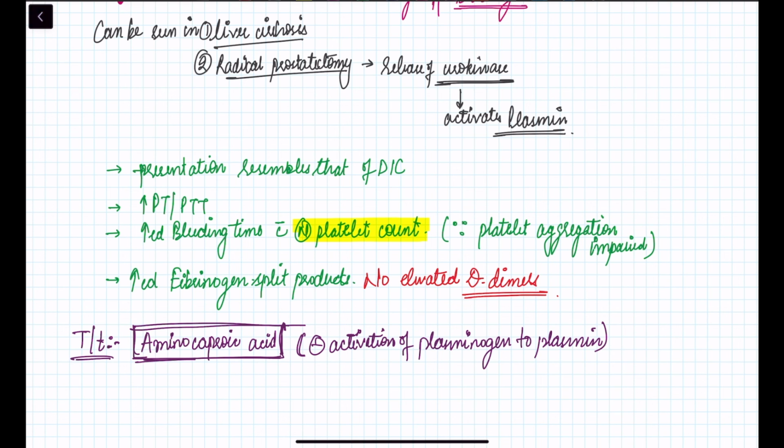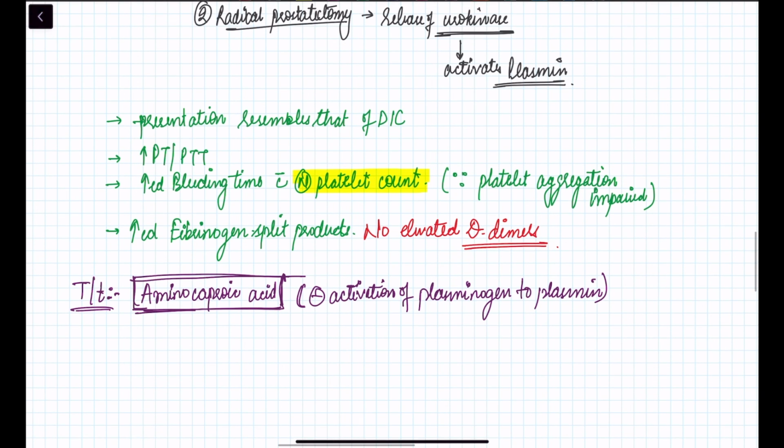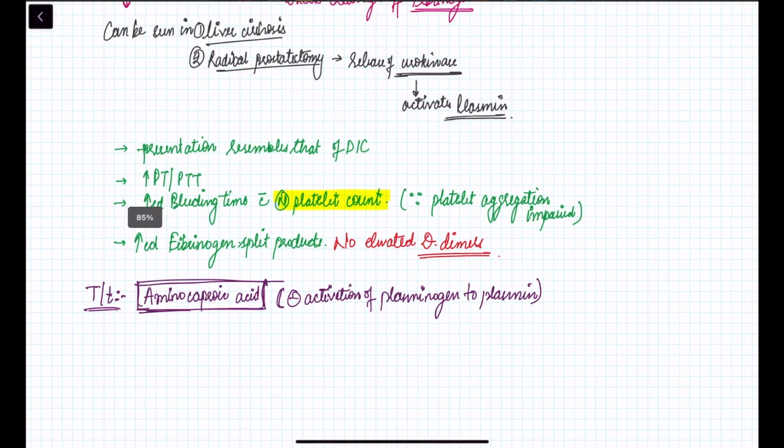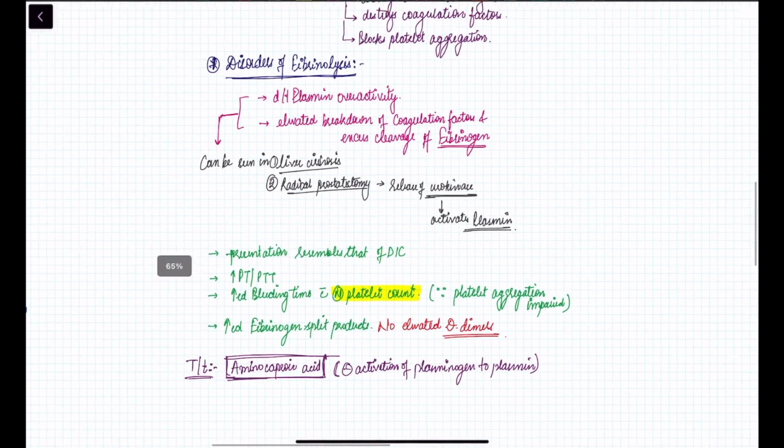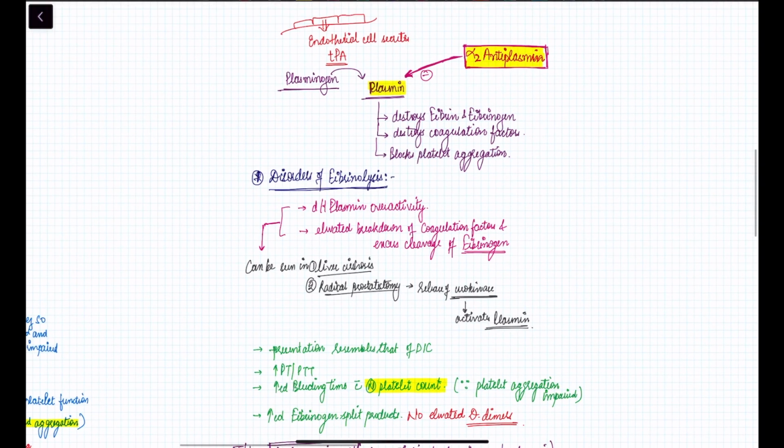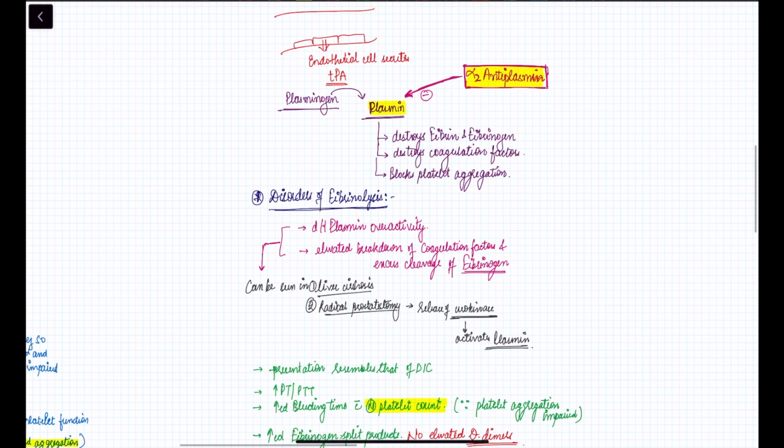Treatment is epsilon aminocaproic acid, which inhibits activation of plasminogen to plasmin. So it does not let the formation of plasmin. It inhibits the activation of plasminogen. Therefore, we can control it. So that was the disorders. So this was hemostasis and its disorders. Now we do have two more topics left: thrombosis and embolism, which we'll discuss in the next lecture.